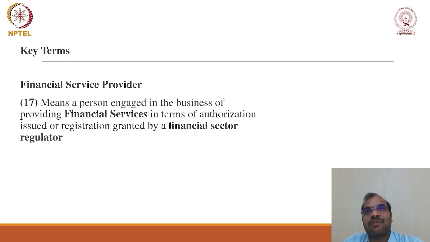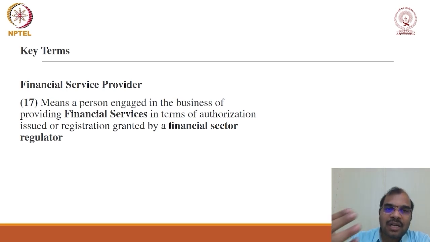Whenever you look at the definitions part under any legislation, the definitions are of two categories. One is an inclusive definition and another is an exhaustive definition. Here, financial service provider is an inclusive definition. So they have given, imagine, ABCD. It does not mean that the definition includes only ABCD. Other than this, whichever activities have the characteristics of ABCD are also included in the definition.